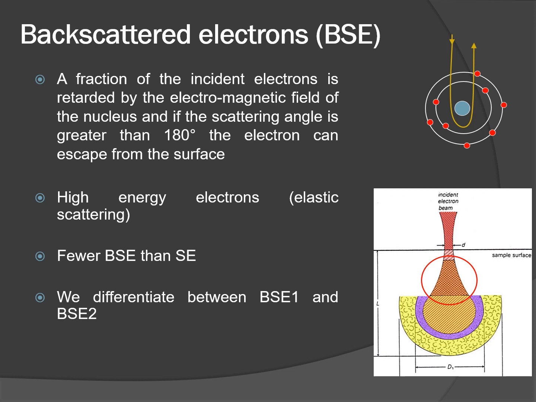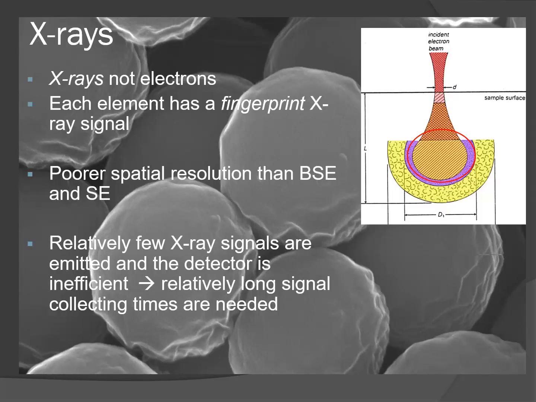Backscattered electrons. A fraction of the incident electrons is retarded by the electromagnetic field of the nucleus, and if the scattering angle is greater than 180 degrees, the electrons can escape from the surface. We differentiate between backscatter 1 and backscatter 2.